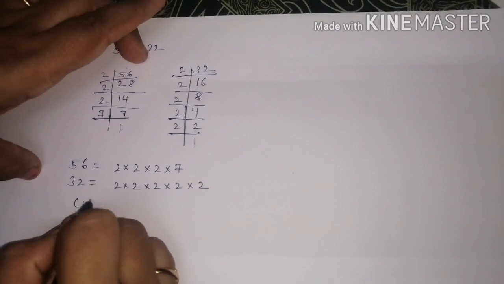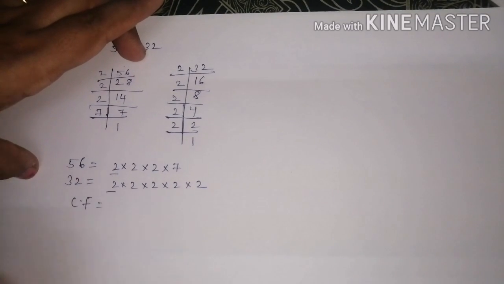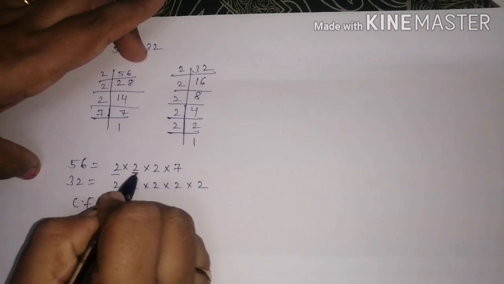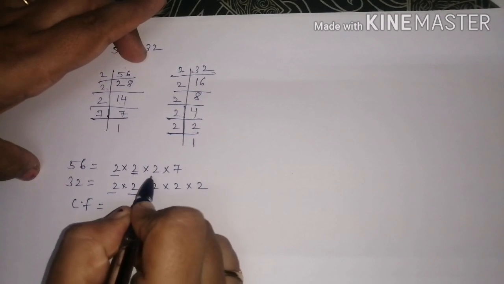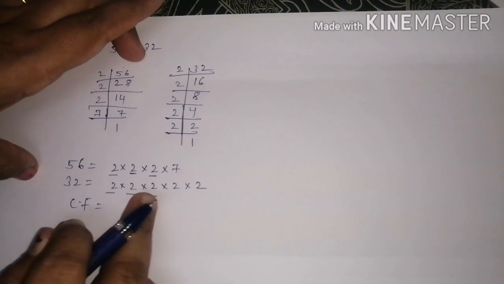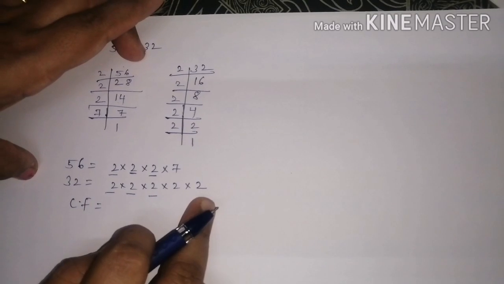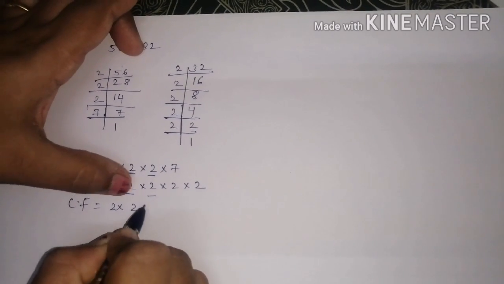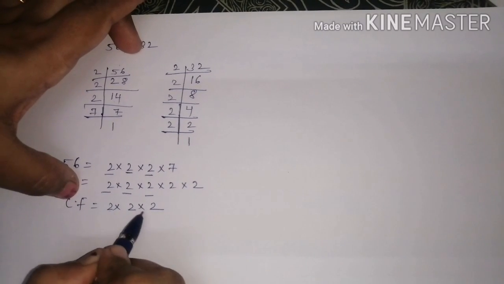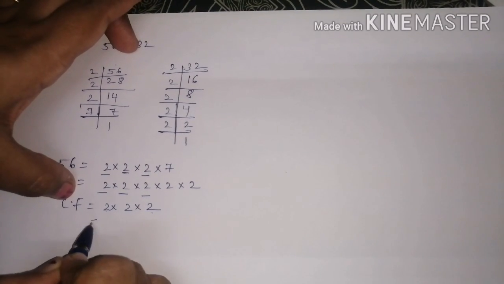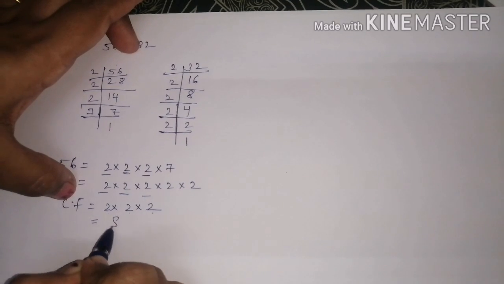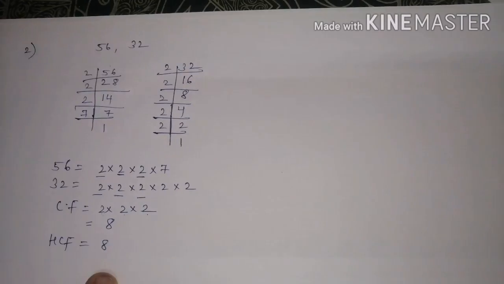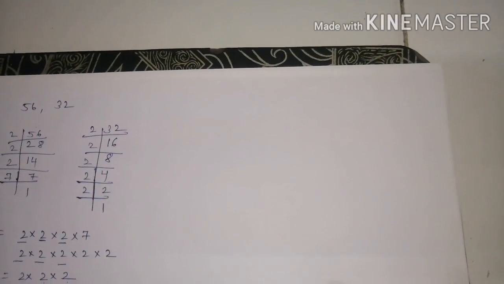Now children, find out the common factor first. One 2 is common in both. Again this 2 is common in both. Second 2. One more 2 is common. Now 7 is here but it is not in the other. So these only are common. So 2, 2, 2. How many 2s did we get common? 3 2s. You can multiply them. 2 2s are 4, 4 2s are 8. Therefore HCF is what? 8. Is it okay, children? Now let's see the third sum.